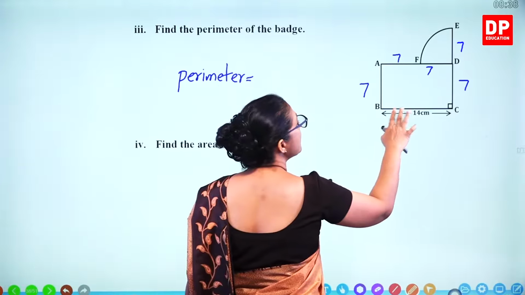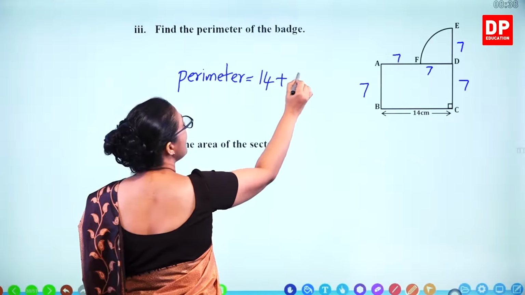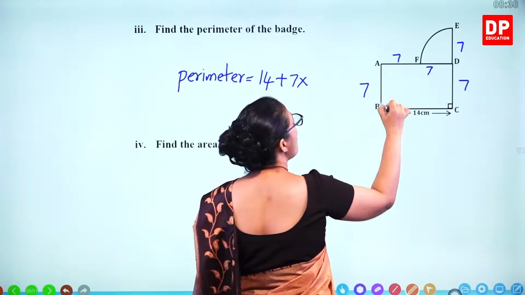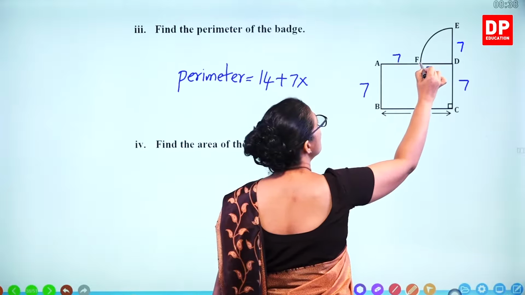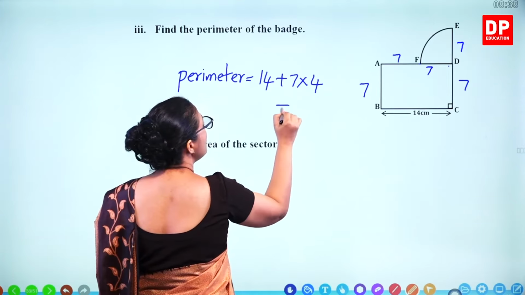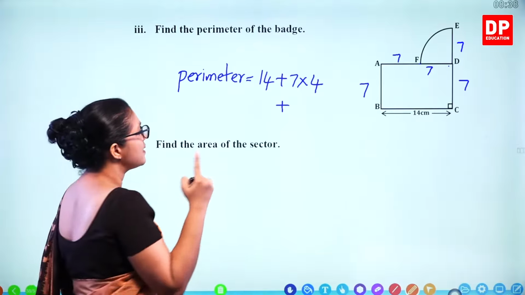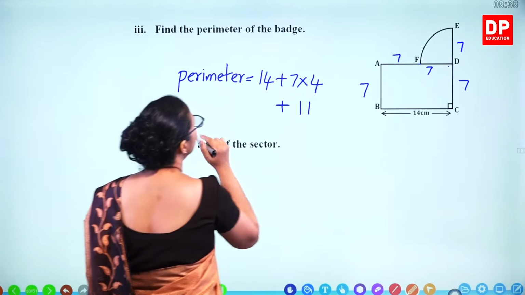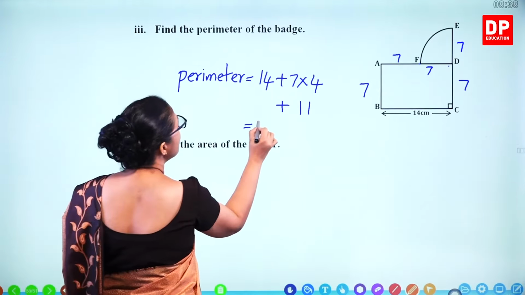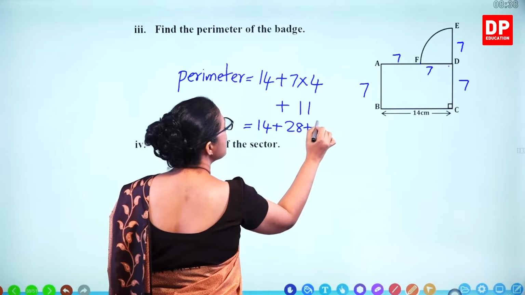How many 7s are there? First we'll do 14 and 7. How many 7s? 1, 2, 3, 4. And then you have to add the arc length. We found that's 11 before. Now add it together. 14 plus 7 times 4, 28 plus 11.